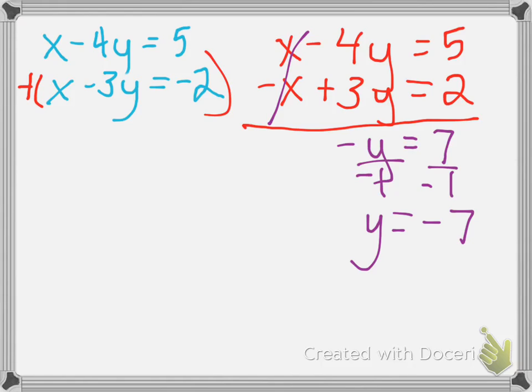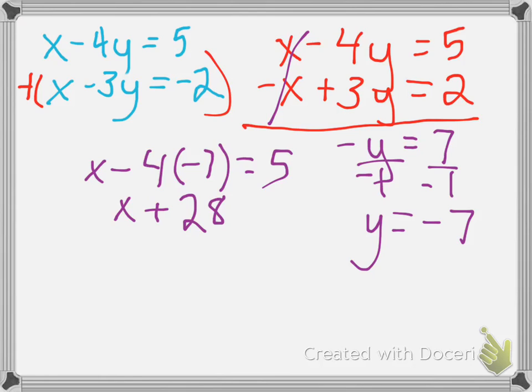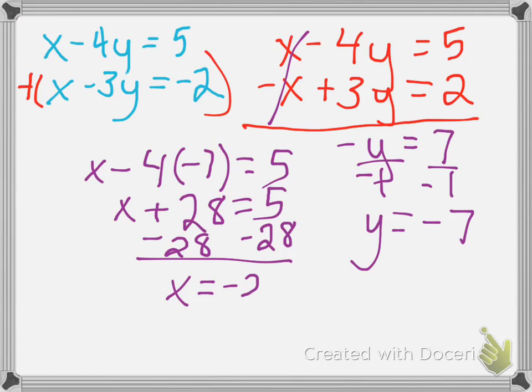Then you want to take negative 7 and plug it back into one of the equations. I'm going to plug it into the top one. So I have x minus 4 times negative 7 equal to 5. So I have x, negative 4 times negative 7 is positive 28, equals 5. Then I'm going to subtract 28. So I have x equals negative 23. Again, I'm going to write my answer as an ordered pair. (Negative 23, negative 7).